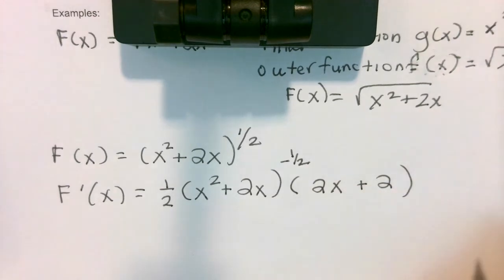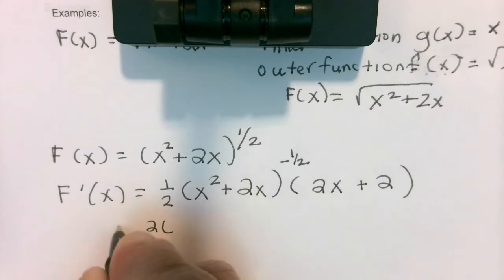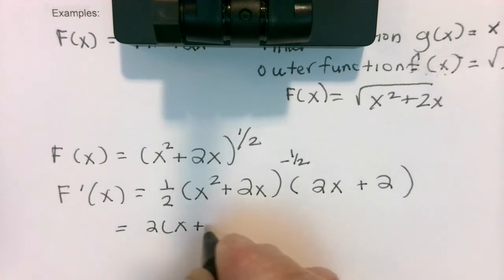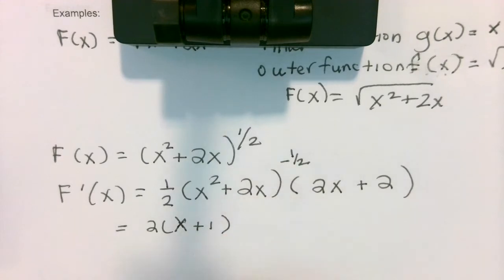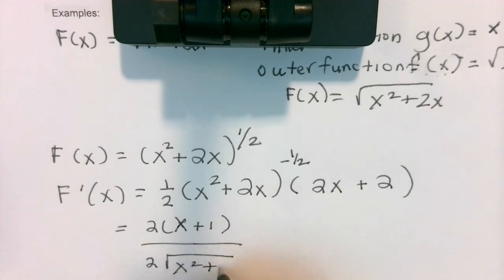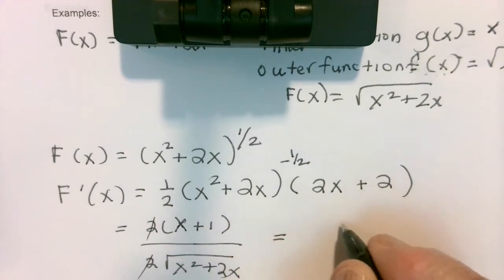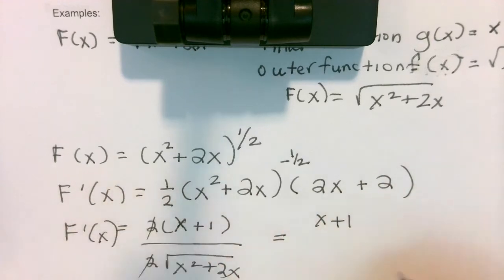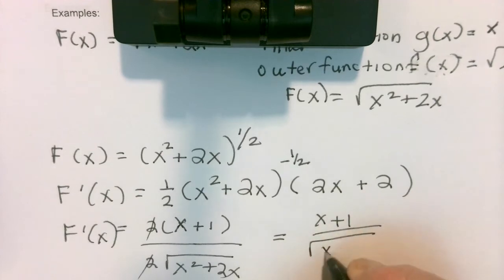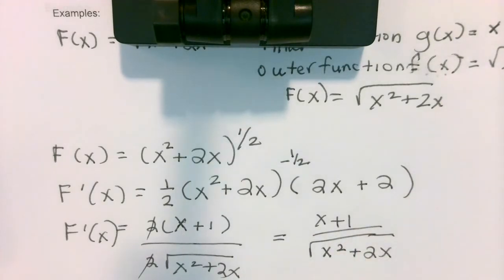And that's our answer. We can rewrite it if we want to. We can rewrite it as 2 times x plus 1. We factor out the 2 from here, and that's going to be in the numerator. And then in the denominator, we've got a 2 times the square root of x squared plus 2x. And we can cancel the 2's if we want. So then it's just f prime x equals x plus 1 over the square root of x squared plus 2x. Okay, so that's how we do that.